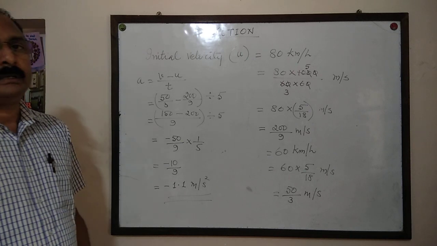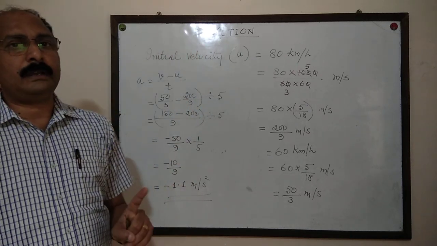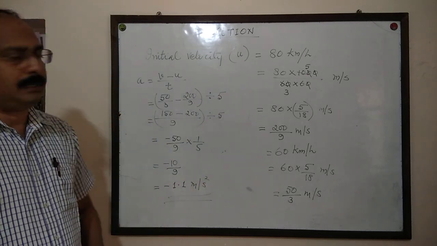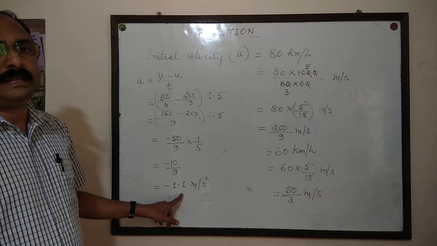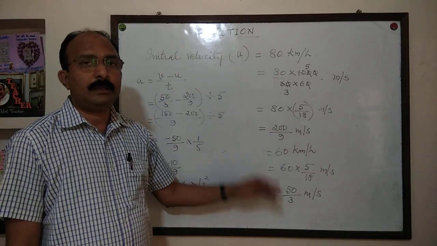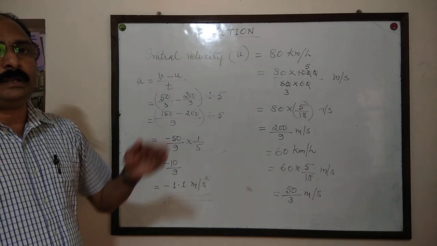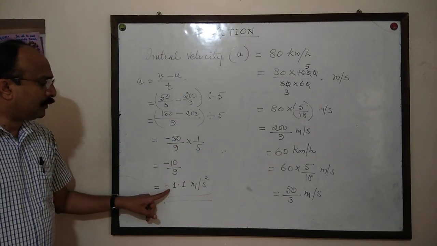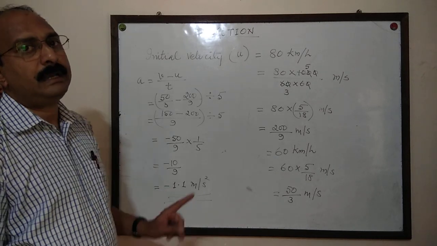I hope you understood. So remember, whenever u and v are given in kilometer per hour, it is to be converted into meter per second. Conversion, multiply by 5 upon 18. Acceleration is equal to v minus u upon t. Now why did we get minus sign in this answer? Because u was greater than v. So it is not acceleration, actually it is retardation. Speed was decreasing. That's why we got acceleration with minus sign. So acceleration with minus sign is retardation.